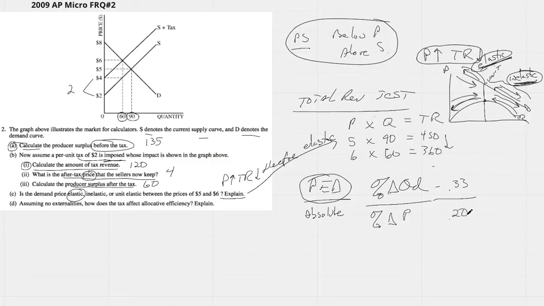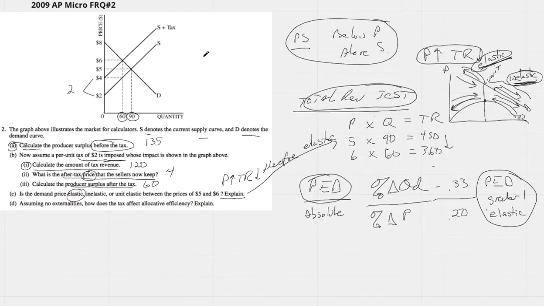We can see that these numbers are going to give us, obviously 0.2 goes into 0.33 more than 1 times. So our PED value would be greater than 1. Therefore, we know that it's elastic. If my math skills were better, I would do that for you. All right. We would just explain it by using our numbers and showing that PED value was greater than 1. Therefore, it was elastic. Or we can do the total revenue test easy.